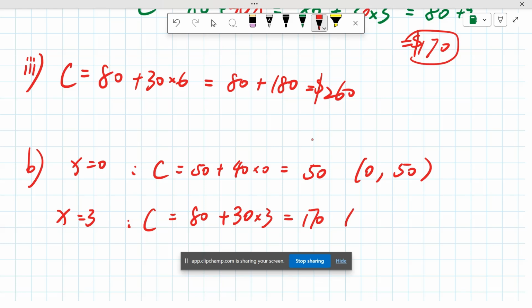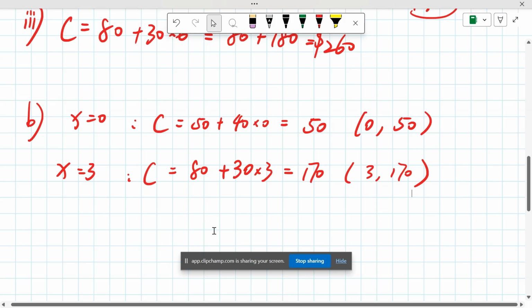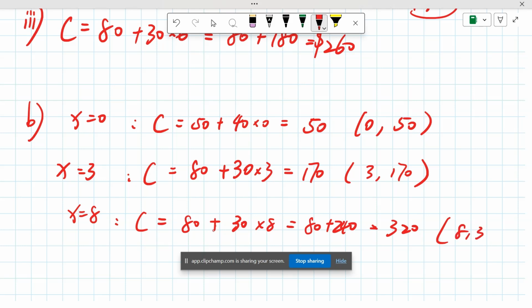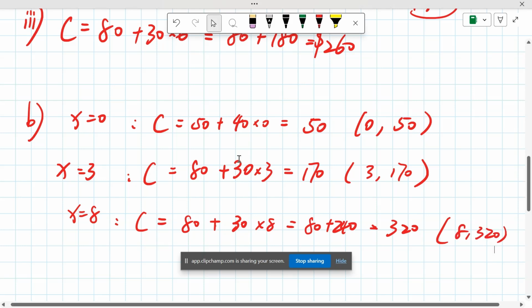So that point is (3, 170). And another one you have to find is when x equal to 8. C equal to 80 plus 30 times 8, that equals 80 plus 240, which equals 320. So (8, 320) will be your last endpoint.